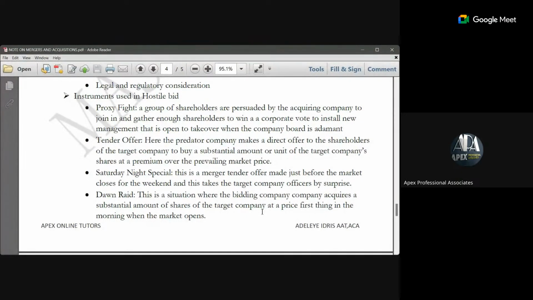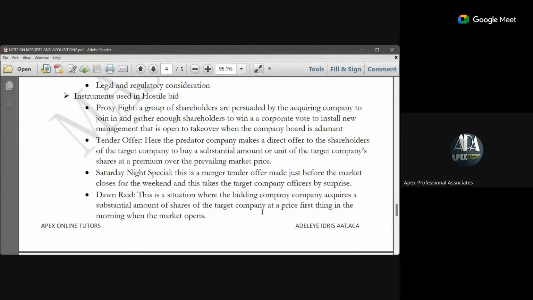That is, when the shareholders are seated, they say, okay, let us vote if we want to dissolve the old management and get a new management team. The reason is that the old management team, probably they are against the takeover. So as a result of them being against the takeover, the acquiring company, that is the predator company, will go to their shareholders, bypassing the management, to persuade them to vote.